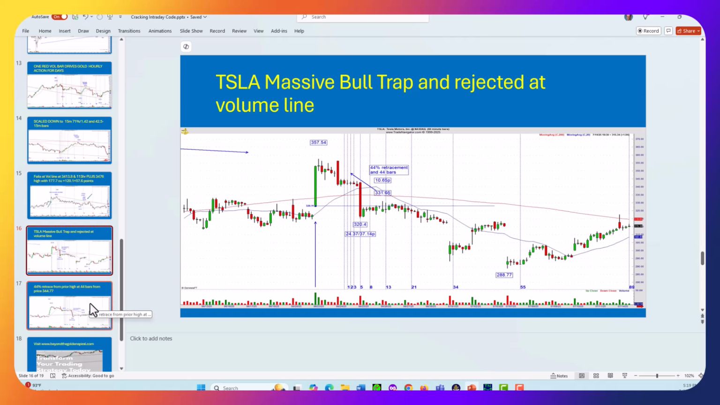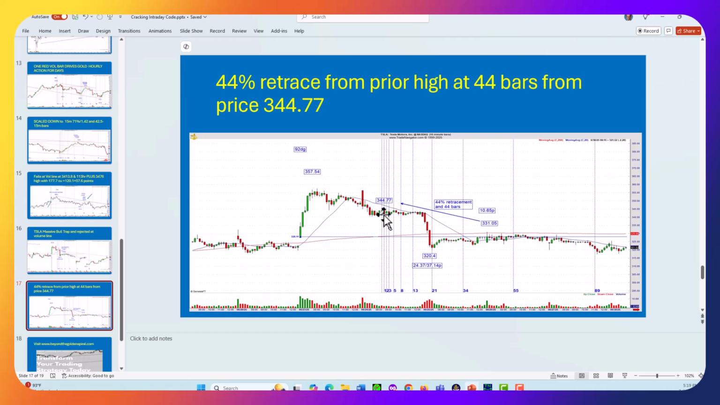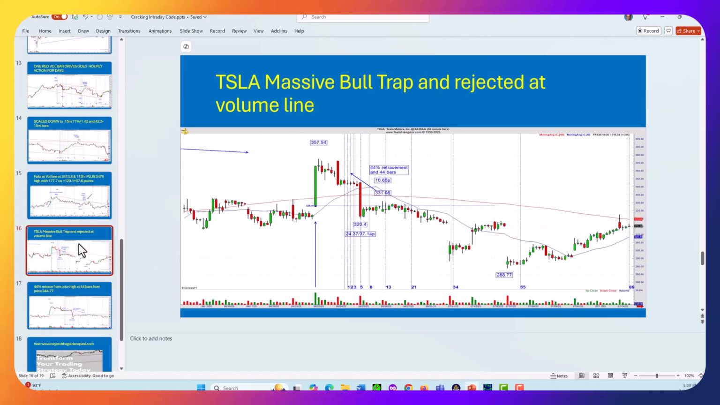And for that, you have to see it on the next chart right here. So you have an intermediate high here. You got the top, you got a secondary high, and then you have what we just looked at. And what we have here is a high at 344, 44 bars, and it's a 44% retracement. And eventually, as you could see, it's a pretty nice drop.